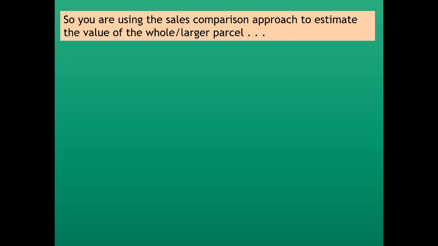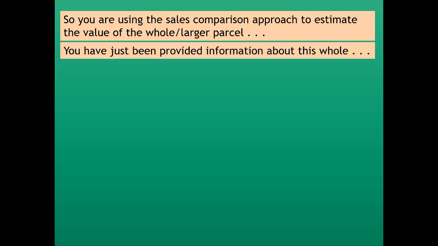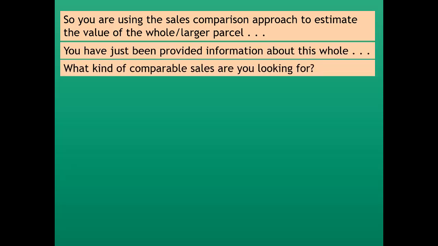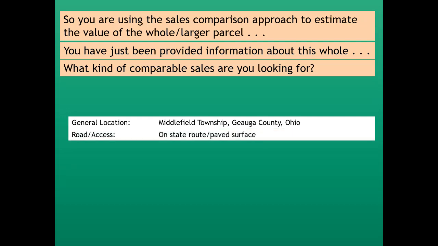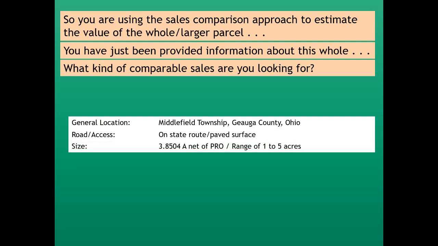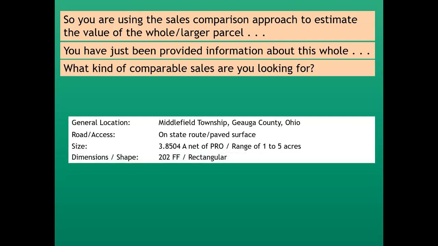So if you're using the sales comparison approach to estimate the value for the whole parcel, you've just been provided information about the whole. What kind of comparable sales are you going to look for? Well, we know that we're going to look probably in Middlefield Township, where this property is located. We know that it's on a paved state route. We know that it's got 3.8504 acres net of PRO. That's probably a range of 1 to 5 acres. We know that it's rectangular in shape and has 202 front feet along the road.